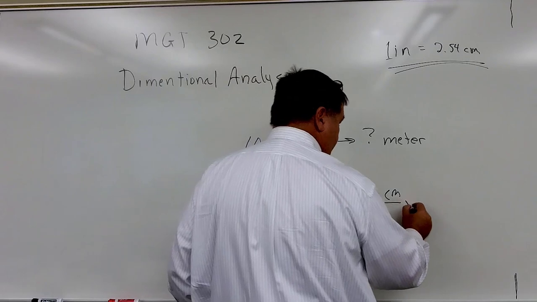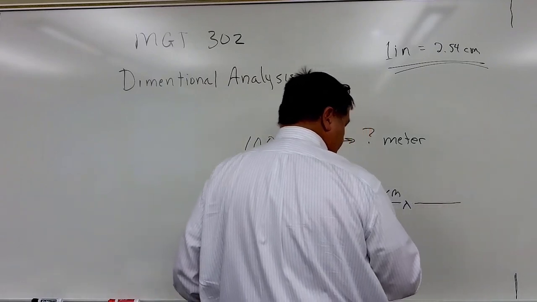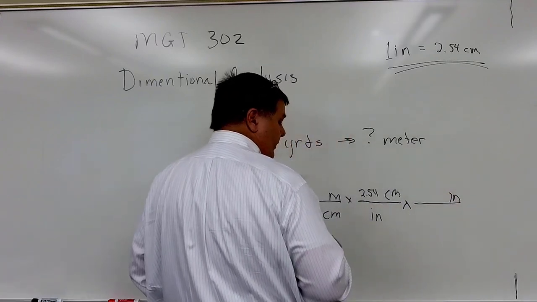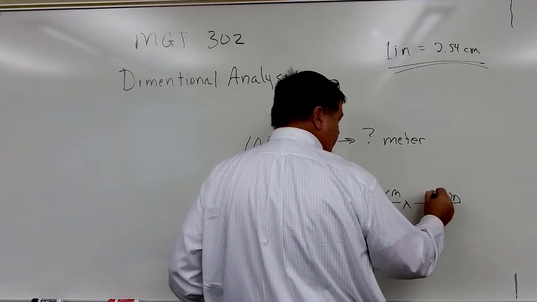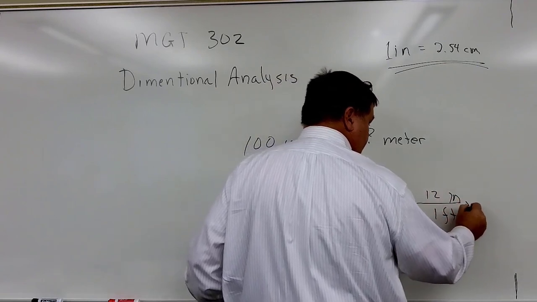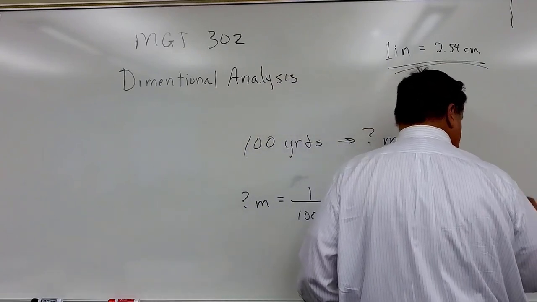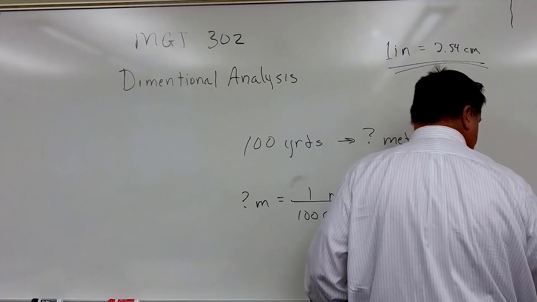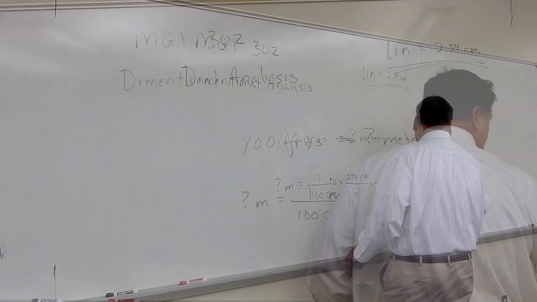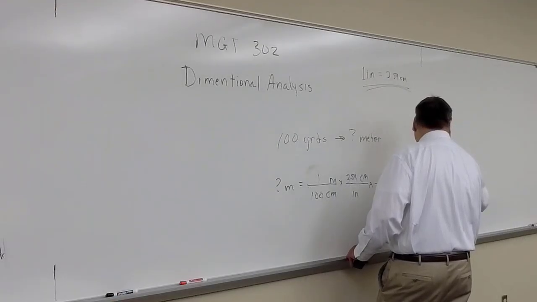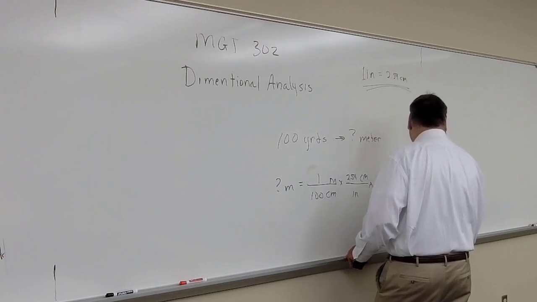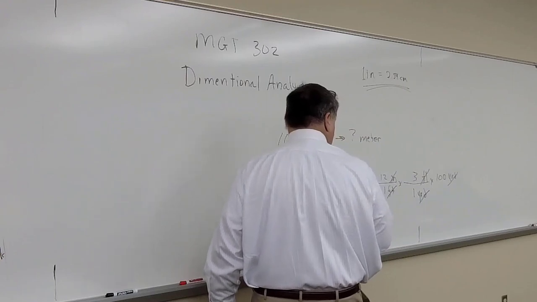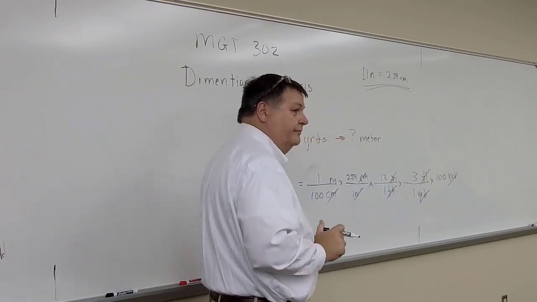Now we take the inches. We go, okay, inches come up here. Well, we know that there are 12 inches in 1 foot. There are 3 feet in a yard, and we have 100 yards. That means everything cancels out except for meters, and that's what you're looking at.